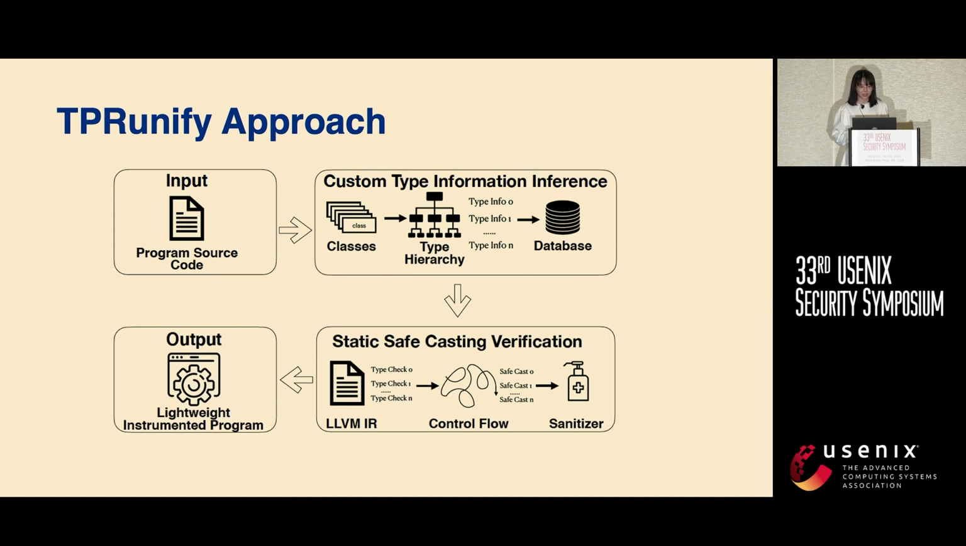Given the program source code as the input, we first perform custom type information inference. In this step, we collect all the classes and organize them via the type hierarchy. Then we identify type information and store it in the database. After we get this type information, we can perform static safe casting verification. In this step, we compile the source code into LLVM IR. Then by using the type information from the last step, we identify the type checks.